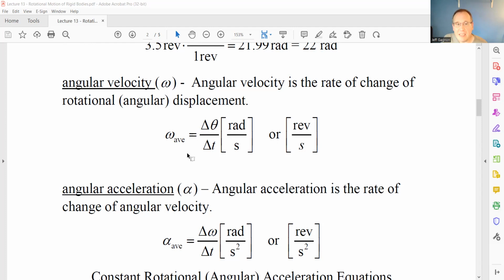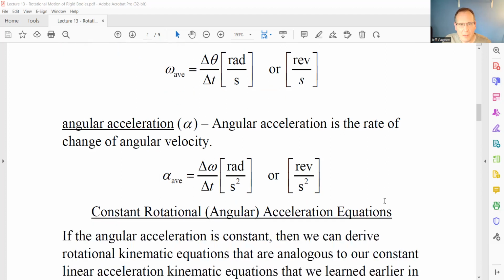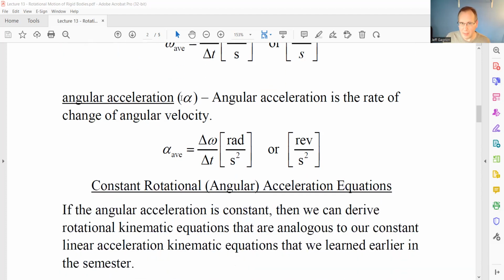Now, if you wanted the instantaneous angular velocity, then you would shrink this time interval so it's getting smaller and smaller and smaller and going towards 0, okay? So this is like the average angular velocity, which is mostly what we're going to deal with in this course. So that's angular velocity. Then angular acceleration, which we denote by the Greek letter alpha here, so it's kind of like an A in alpha, that's simply the rate of change of angular velocity. So again, this is analogous to linear acceleration.